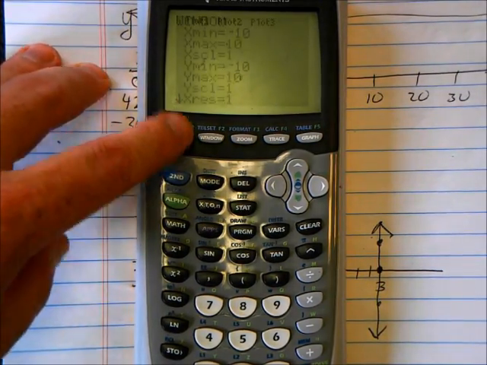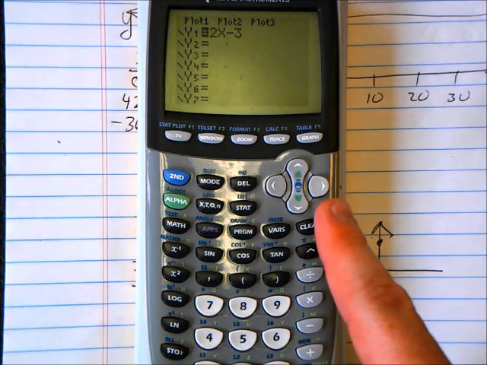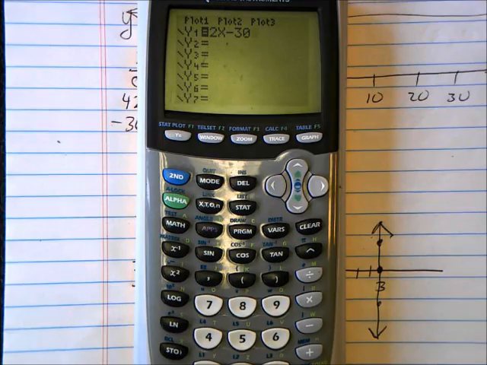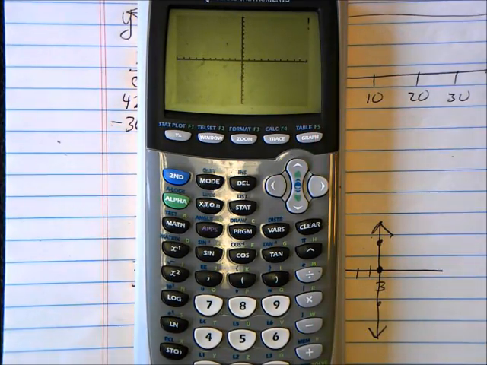For example, if I were to go back here, let's say I change this to 2x minus 30, and I push the graph button, it looks like nothing happened. Why does it look like nothing happened? Because my scale is no good. This graph, I had 2x minus 30, so what's the y-intercept? When you plug in 0 for x, what do you get?